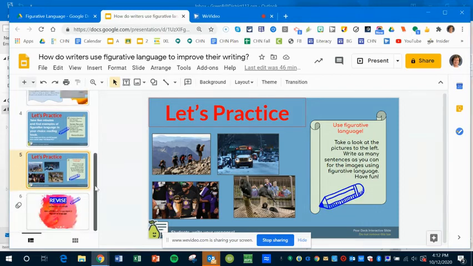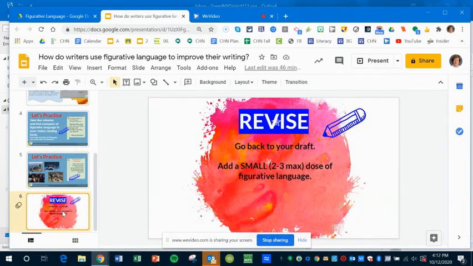Don't take too much time, because what I really want you to do is go back to your narrative writing draft, that 20 minutes of writing that we started with. It should be longer by now. And add a little bit of figurative language to your draft. And you can change the color of the font or highlight it when you add that in.